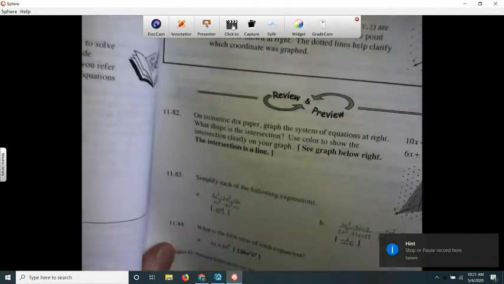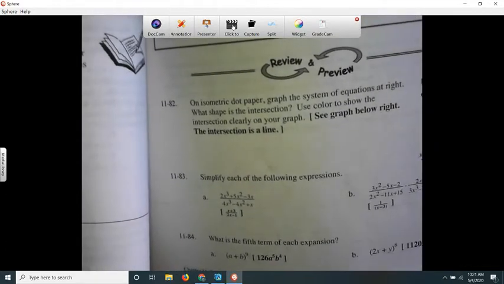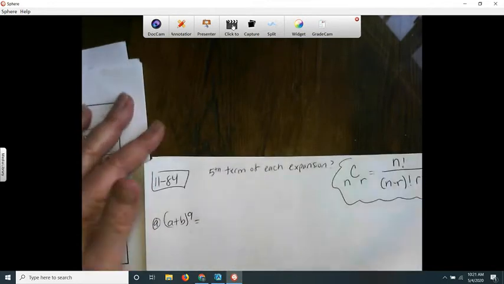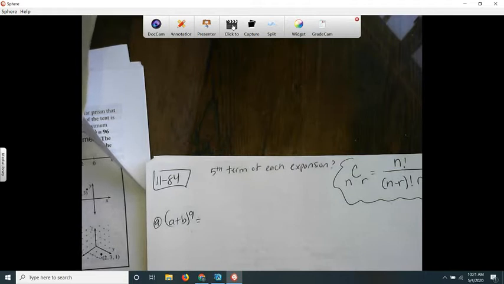Here's Integrated 3, problem 11-84. It says, what is the fifth term of each expansion? So I've got (a + b) to the ninth. If I had a Pascal's triangle, which you might not have one that's this big, I could just find the ninth row and get the coefficient of the fifth term, and then I could fill my A's and B's in.